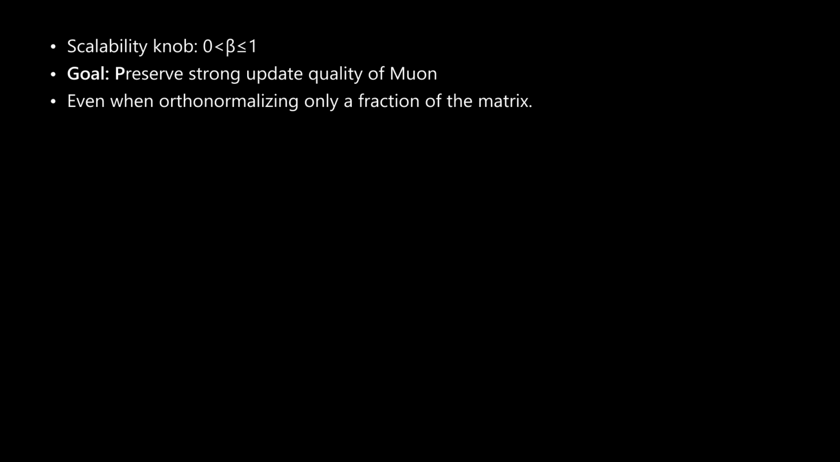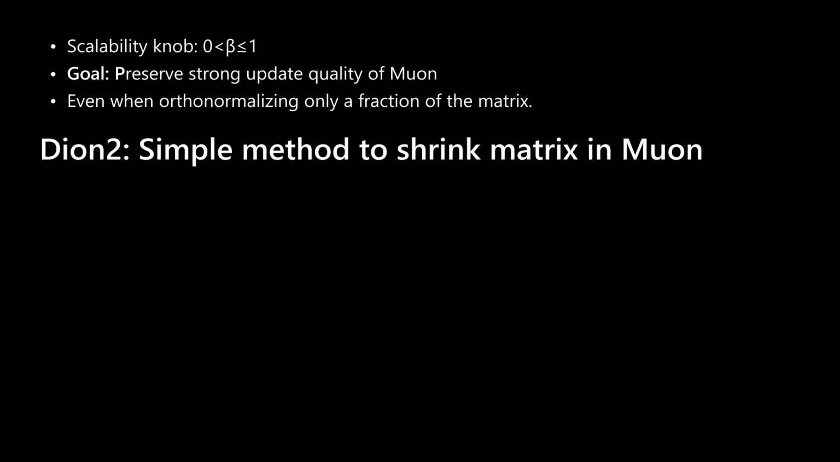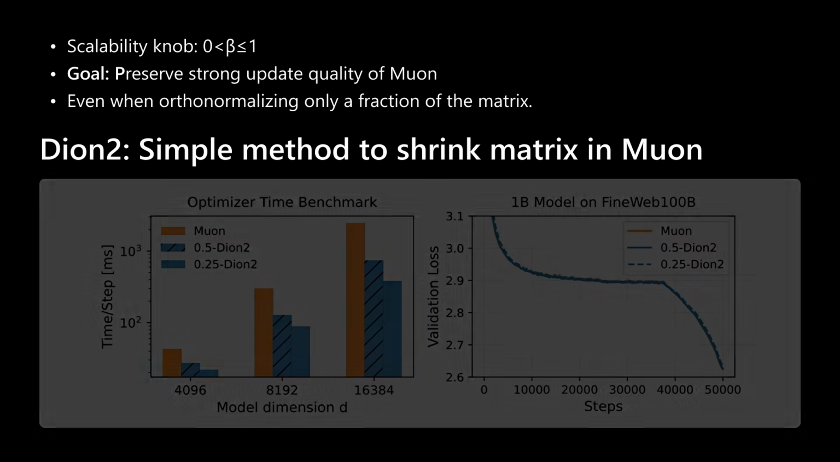And the goal here is that when the beta scalability factor is chosen strictly less than 1, it still preserves the strong update quality benefits of Muon, even while orthonormalizing only a fraction of the matrix. That's where Dion2 comes in. It's a very simple method to shrink matrix size in Muon.